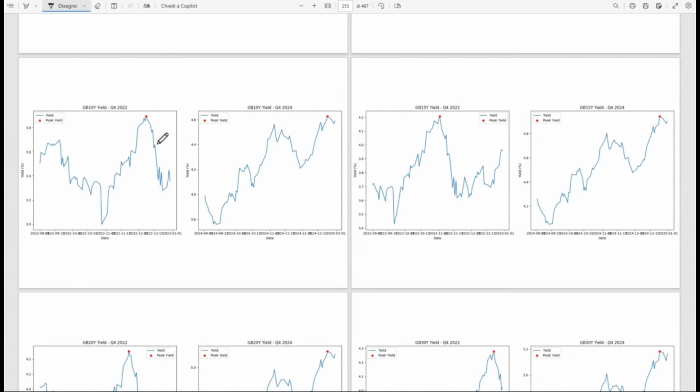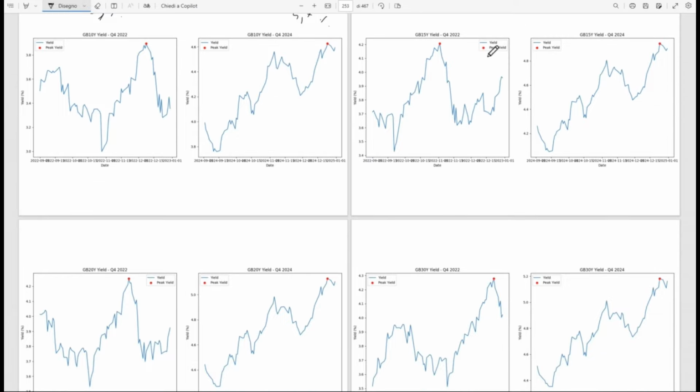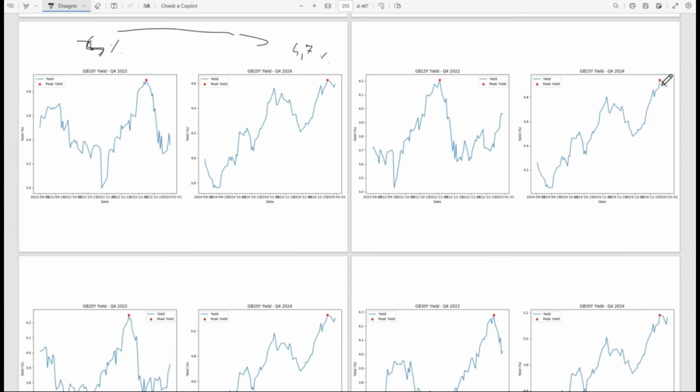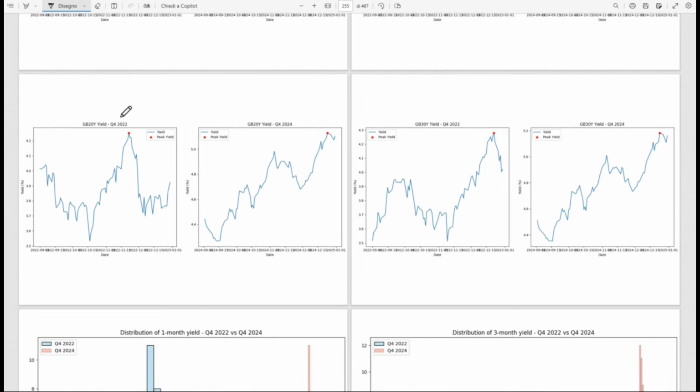Ay, caramba. So the 10-year yield, the peak was 3.8, let's call it 4%, yeah? Now the peak is 4.7%, and we are there, so the cost of borrowing is higher compared to 2022. The 15-year is higher, the peak is now, and it's almost 5%. The 20-year, the peak in 2022 was 4.3%. Now it's more than 5%. Almost 5.2%. So there is almost a whole 1 percentage point of borrowing cost which is higher in 2024 compared with 2022.